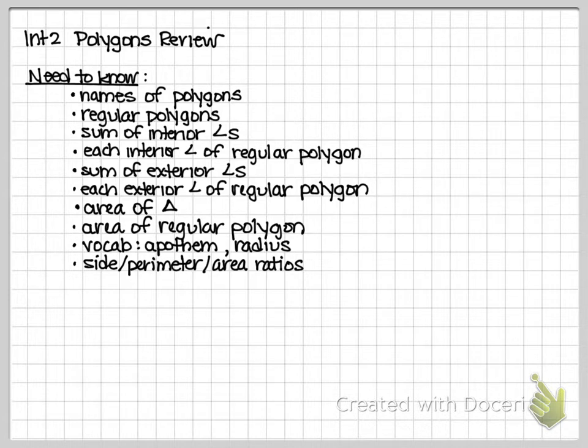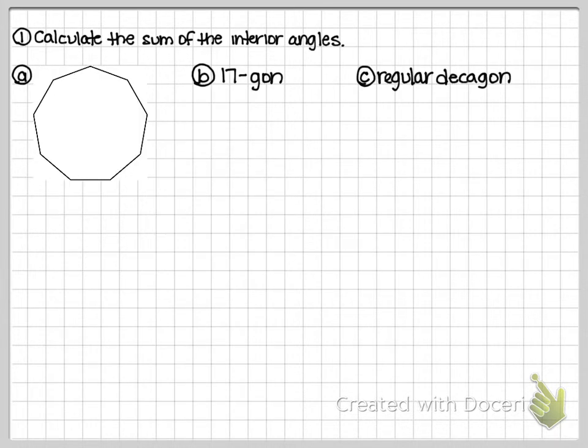The area of a triangle, which we know is base times height divided by 2, or half base times height. Area of a regular polygon, and then the vocab, and then the ratios also. So it's kind of a lot that we need to be able to do here. So if we take a look at question number 1, I've got some examples. I tried to organize this as best I could based off of the concepts that were just listed on the first page.